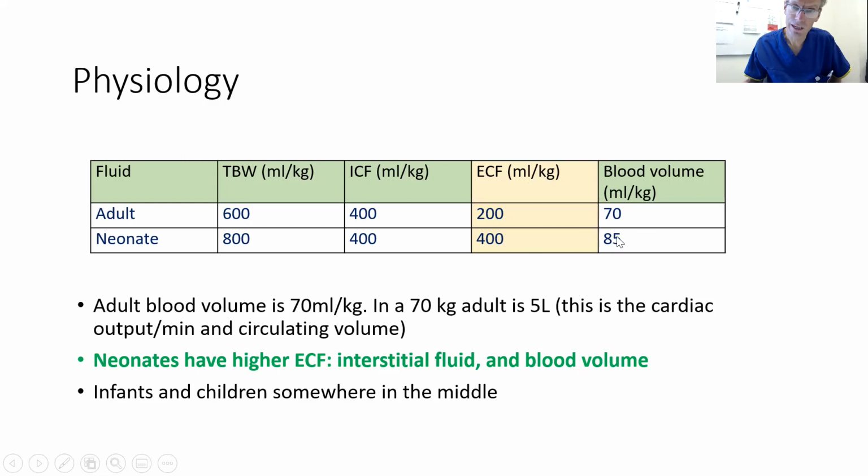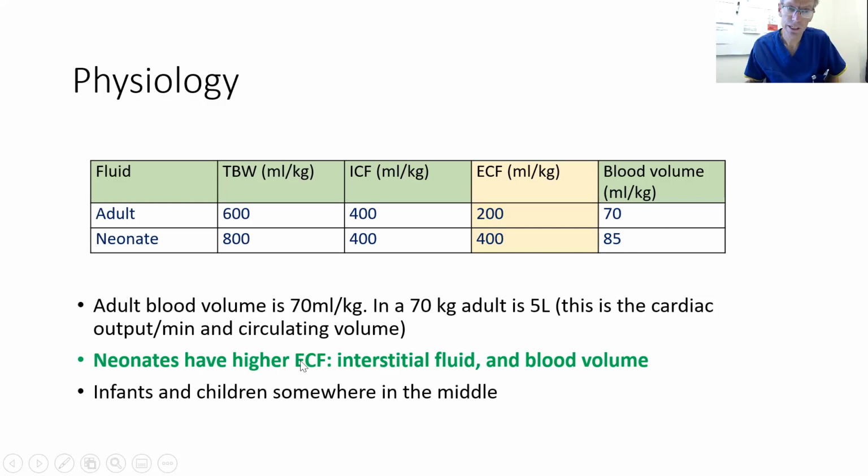Neonates also have a higher blood volume in terms of mils per kilogram. So the adult blood volume is about 70 mils per kilogram, and so in a standard 70 kilo adult, the blood volume is about 5 litres, and it's proportionately similar in neonates and young children, although the total blood volume is a little bit more. So if you had a 5 kilo infant, for example, then their blood volume is around about 400 mils, 400 mils being about 85 mils per kilo. So 85 times 4 is about 400.